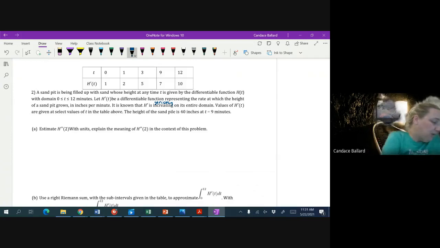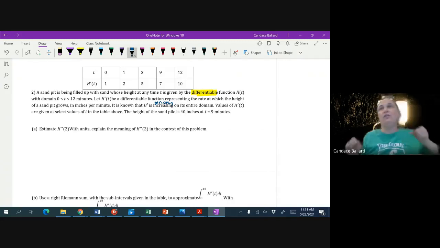When you see this word, differentiable, what does that imply? I just needed to hear from everybody in the chat because I was feeling kind of lonely. All right. It implies continuous. So we know that we've got continuity if we're differentiable.